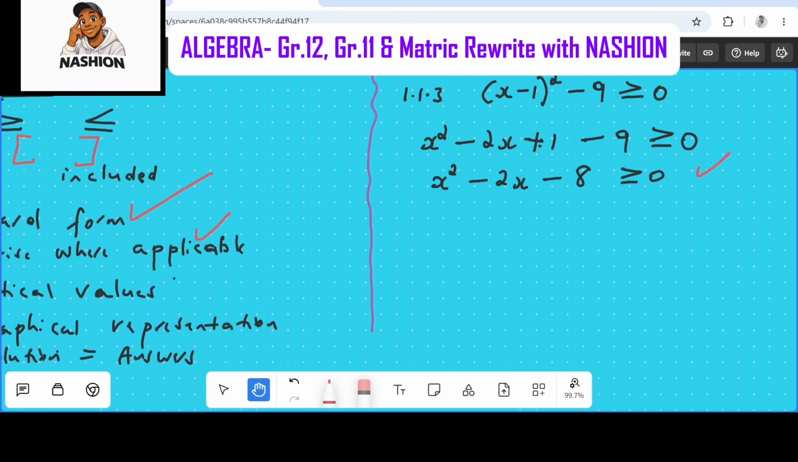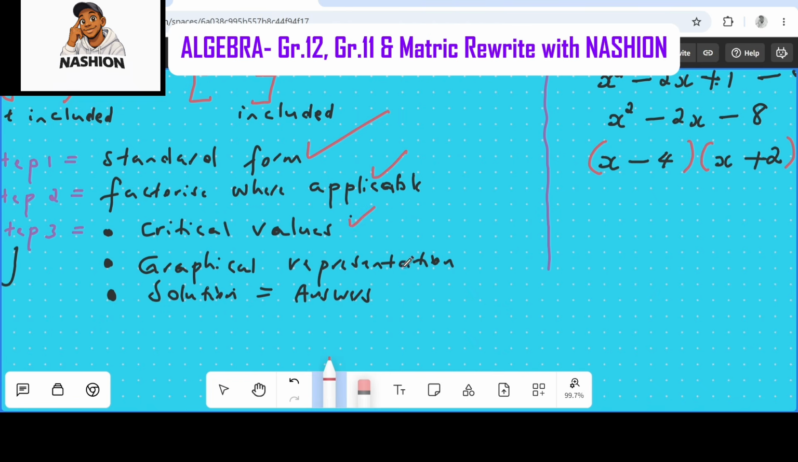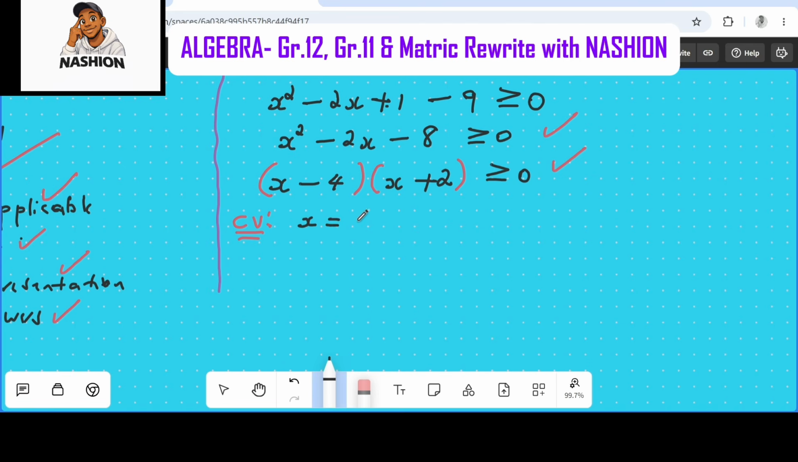Step 2, can this thing factorize? Let's find out. Factors of x squared, that's x and x. The factors of negative 8, when we add them, we must get negative 2, the middle term. That's 4 times 2. And the signs: negative 4 plus 2 will give us negative 2. Negative 4 times positive 2, that's negative 8. Step 3, critical values, then graphical representation, then answers. So when we solve here, we get the critical values. X minus 4, we are getting x is equal to positive 4. The other critical value, x is negative 2.